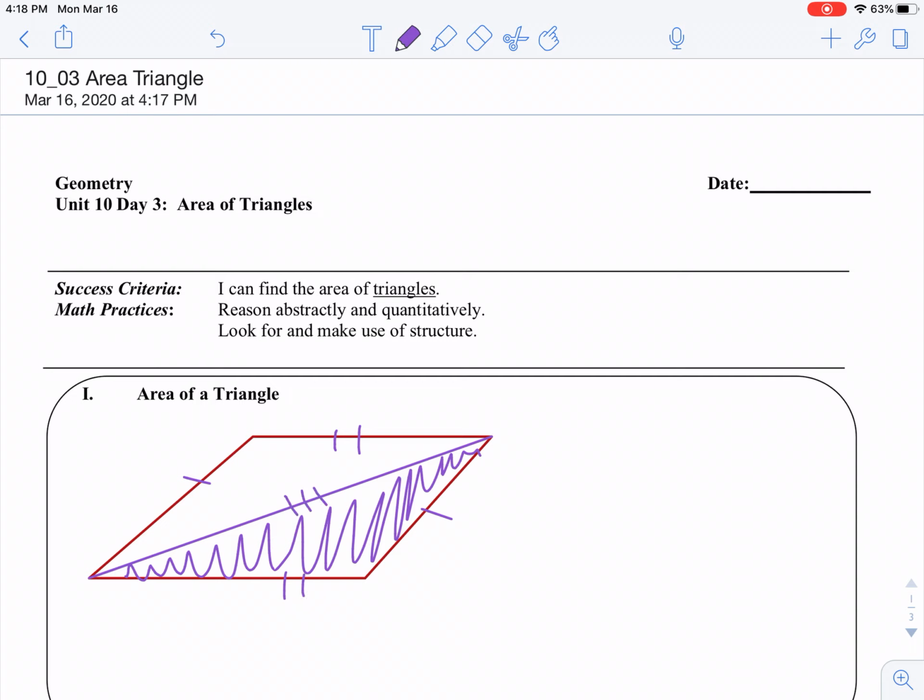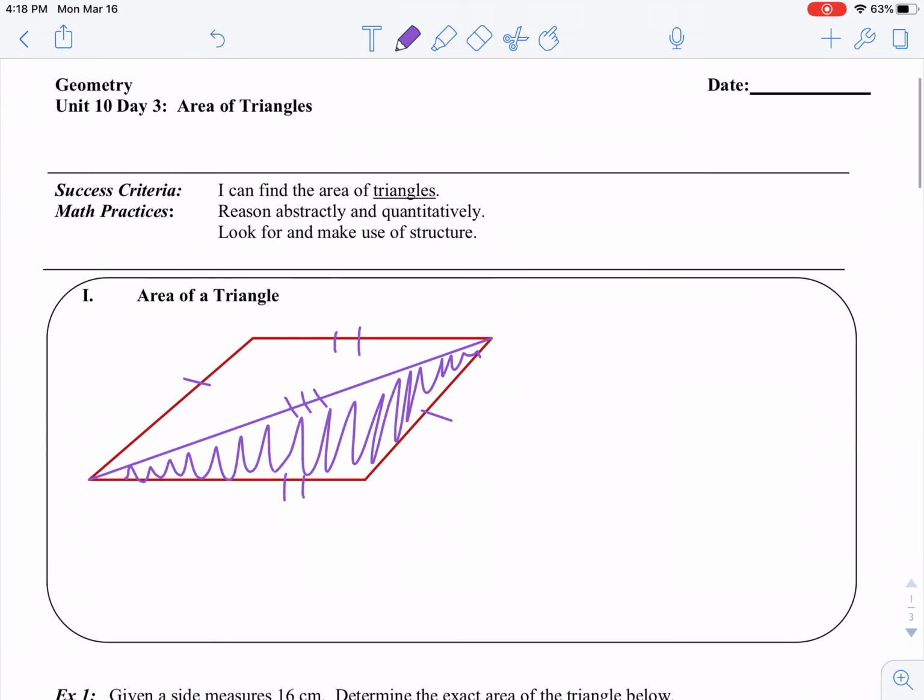So we know that those two triangles, if they're totally congruent, they'd have the same area. So we can really think about the area of a triangle as half of the area of a parallelogram. So we take that area of the parallelogram, base times height, and we divide it by 2.